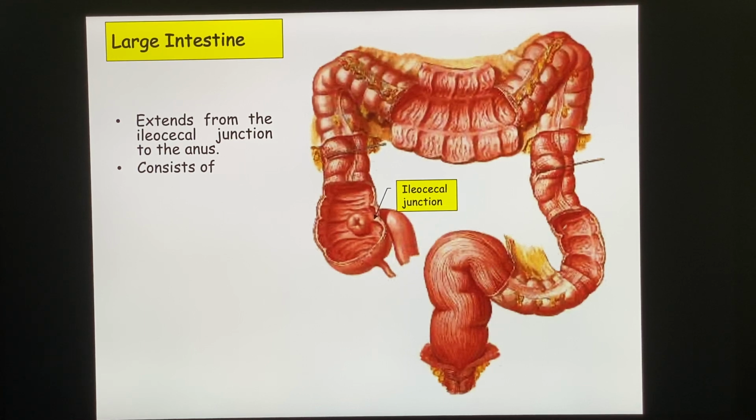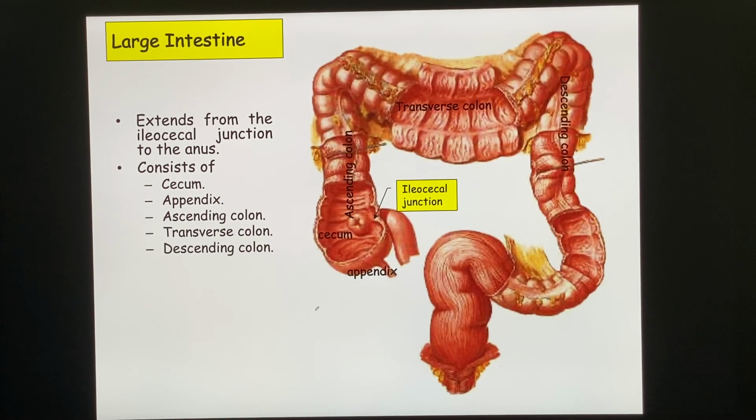All right, so the large intestine, the parts of the large intestine: cecum, that's the appendix, and I told you that the appendix normally is right behind the cecum. We have the ascending colon, then the transverse colon, then the descending colon, sigmoid colon, and then we have the rectum and the anal canal.